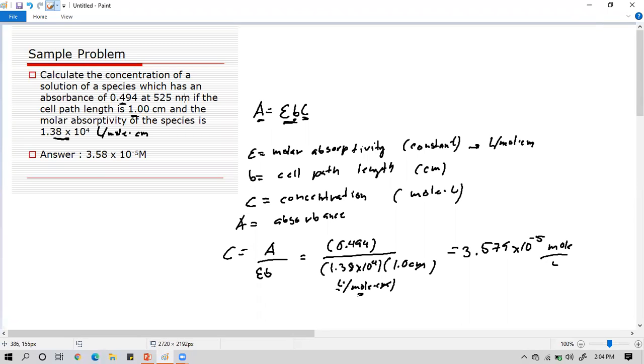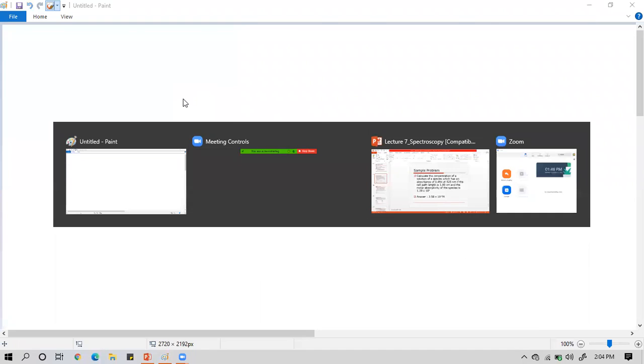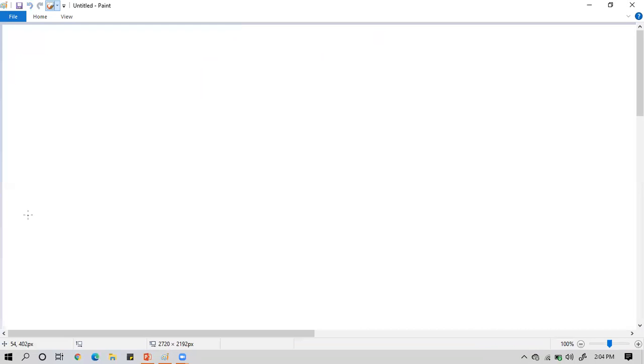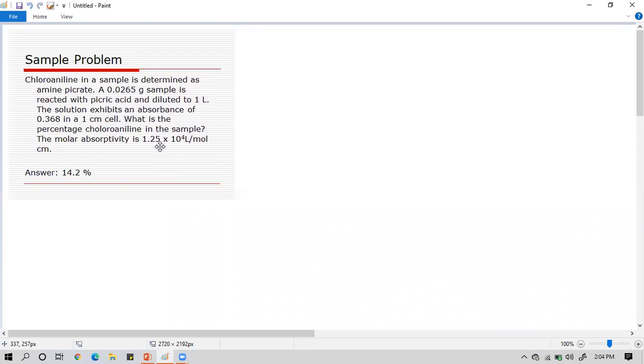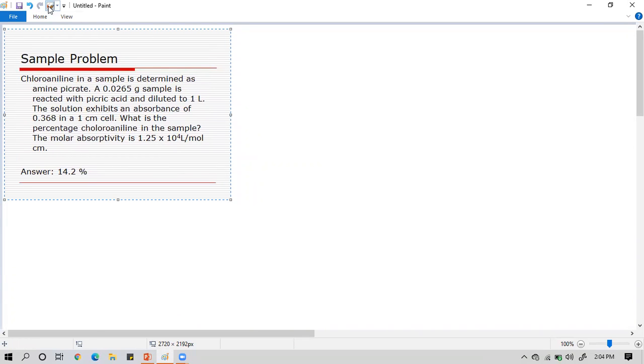Okay, let's proceed to our next problem here. Chloroaniline in a sample is determined as a mean picrate. A 0.0265 gram sample is reacted with picric acid and diluted to 1 liter. The solution exhibits an absorbance of 0.368 in a 1 centimeter cell. What is the percentage of chloroaniline in the sample if the molar absorptivity is 1.85 times 10 raised to 4?